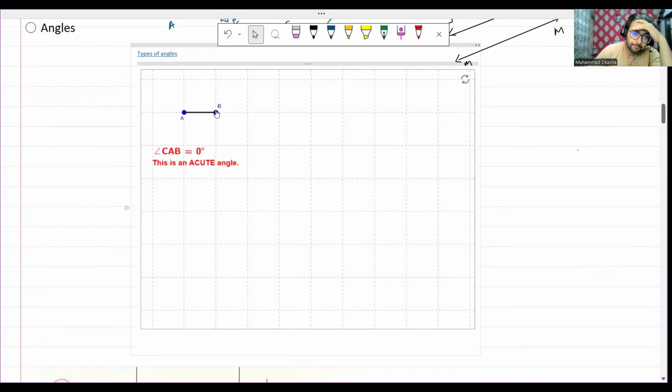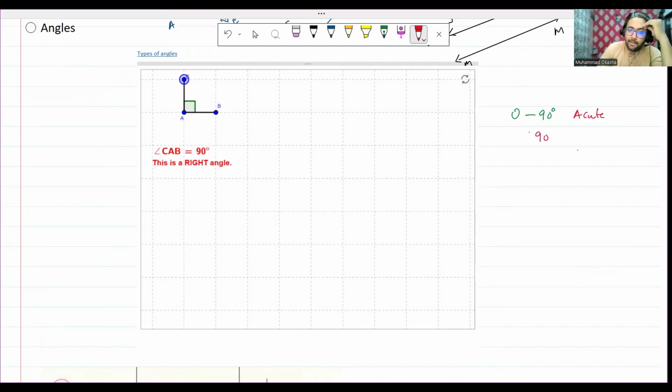Okay, point A is a fixed point, and I'm going to start rotating point B. So take a look. If I keep on rotating point B, at this point, this is an acute angle, right? And we can see the angle as well, 20.84 degrees. I'm going to keep on rotating it till it reaches, at this point, 90 degrees. The angle is called the right angle. So between 0 and 90 degrees, the angle is called an acute angle.